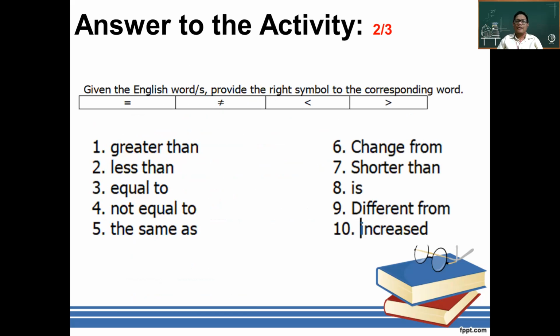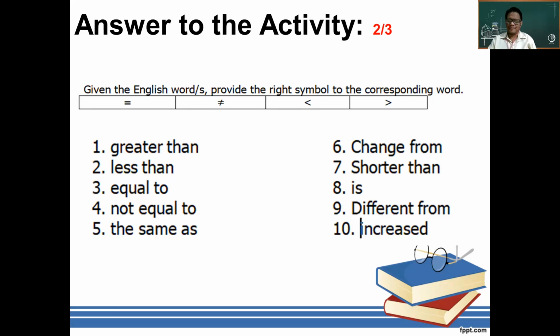Okay. Group number 2. Who will be reporting the activity number 2? Okay, thank you. Group number 3. Yes, proceed. Okay, thank you.